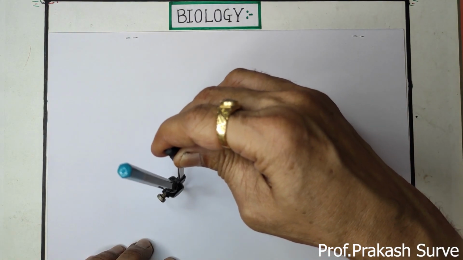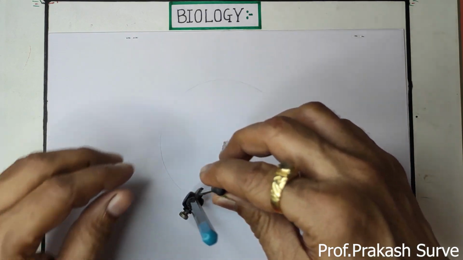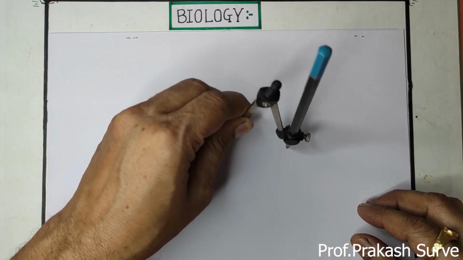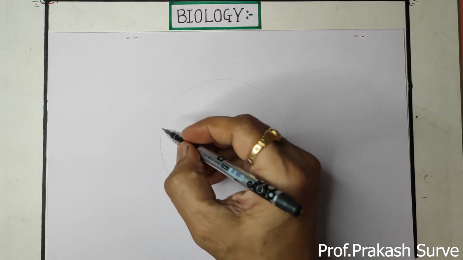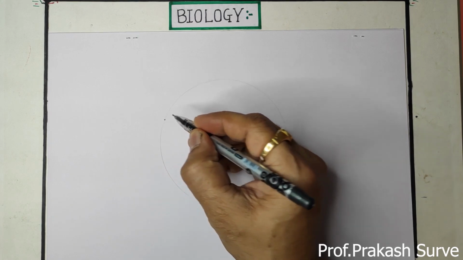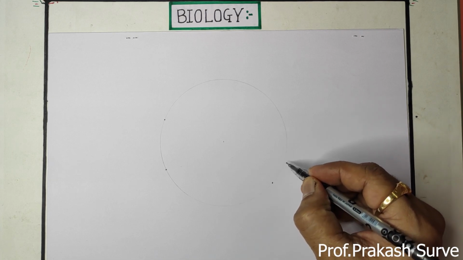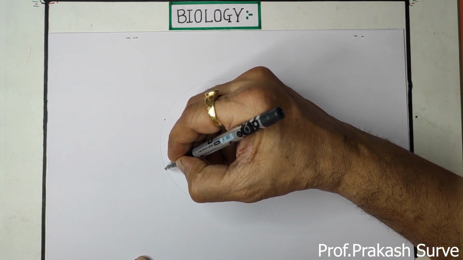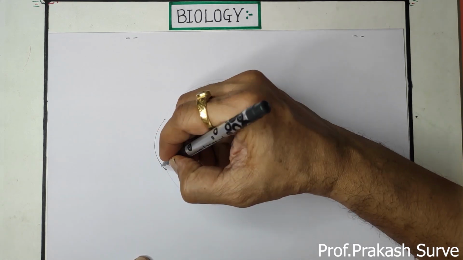Take 5 cm distance and draw one circle with the help of the pencil. Always draw diagram with the help of pencil. Now simply make two dots, one dot here and one dot here. Same way here also make the two dots. So here we'll draw one line, that is for the pupil.